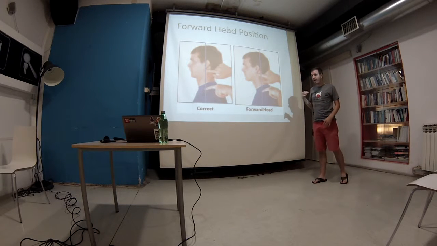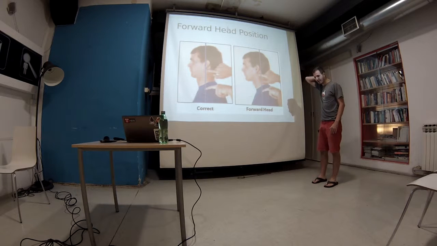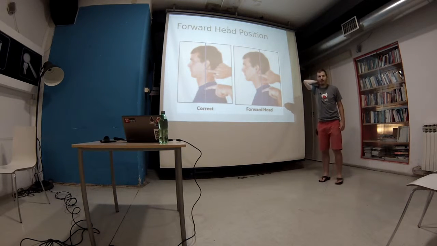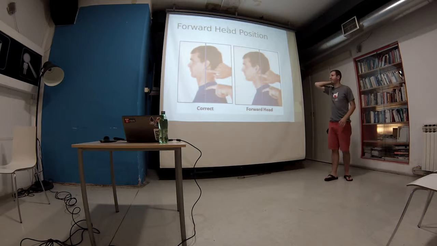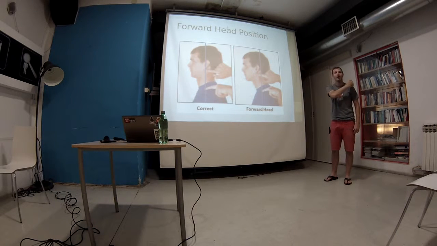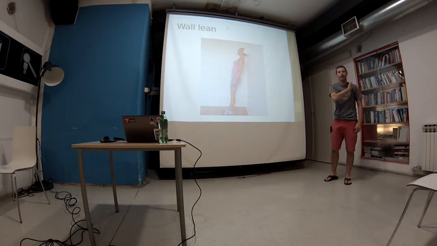Forward head position is where your head is forward. You'll see sometimes people will get extra fat on the back of their neck. And that's because your body's trying to prevent your head from falling off. You want your ear and your shoulder in line. If your ear is ahead of your shoulder, you have forward head position.